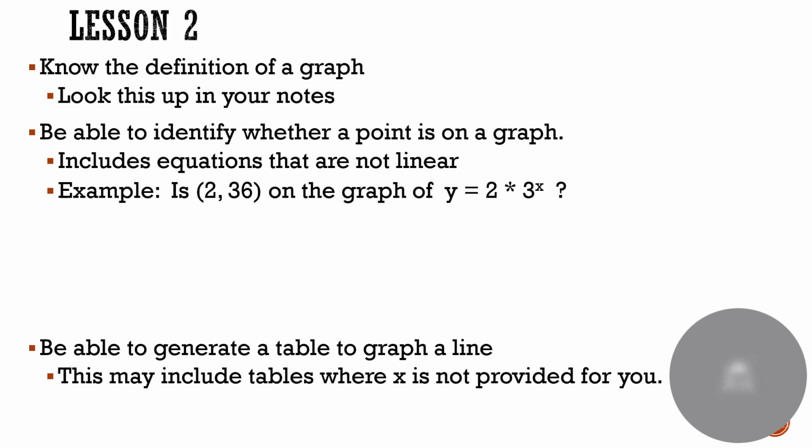Similar to lesson 1, be able to identify whether a point is on a graph. This will include equations that are not linear. So for example, is (2, 36) on the graph of y equals 2 times 3 to the x? And this is done very much the same way the other problem was. You've got x, and x is equal to 2. And you've got your y, and your y is equal to 36. So we go ahead and plug those in.